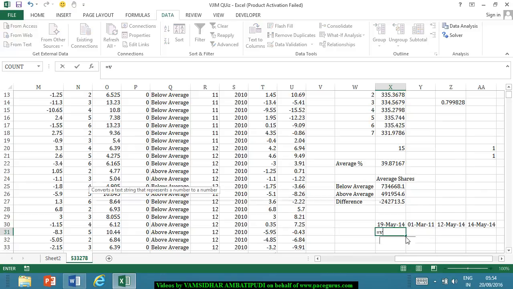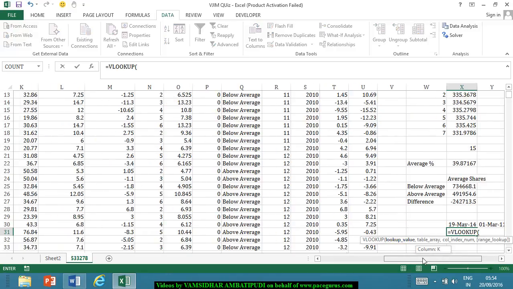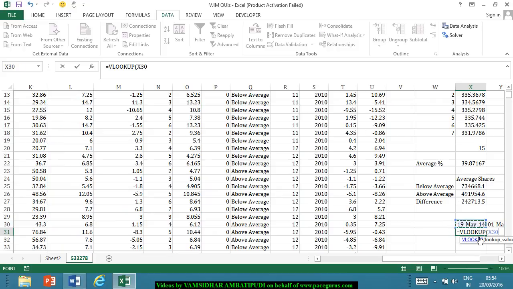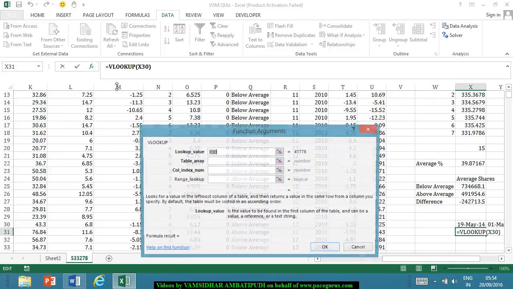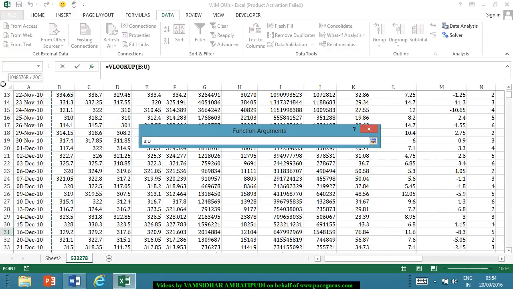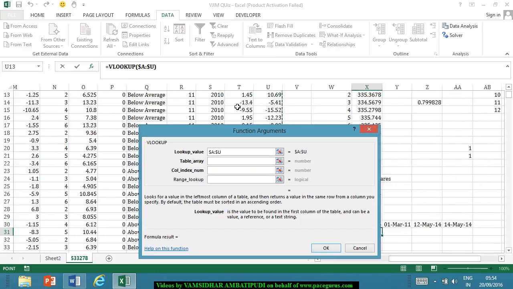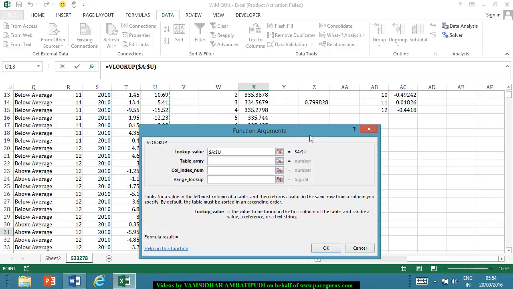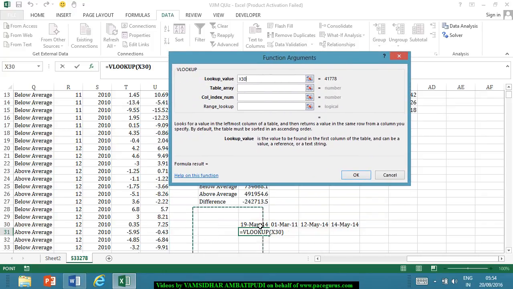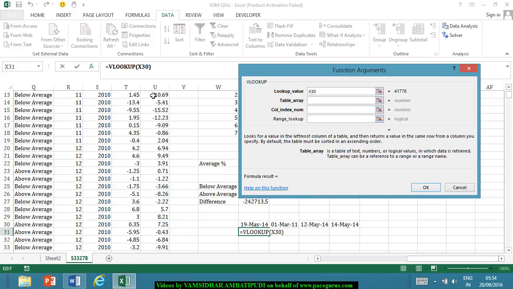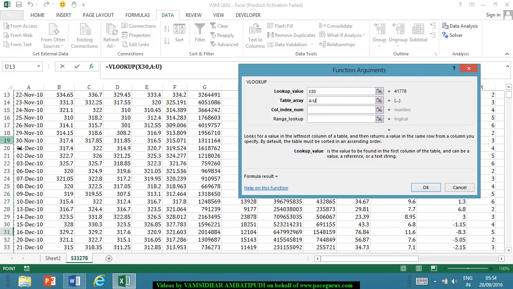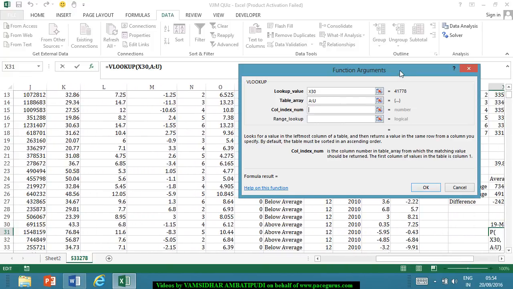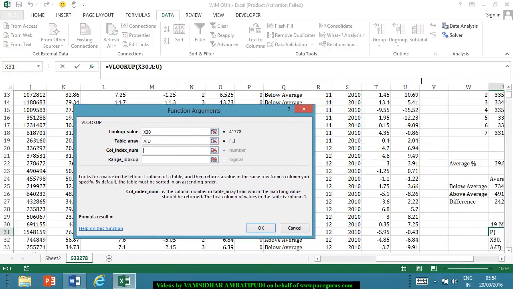So I can do a VLOOKUP for this particular date, and for my table array I'll take this whole thing, but I'll put dollars so that even if I drag it, okay, the lookup value is this one. The table array, I will choose this whole thing. The column index, I need that XYZ column. XYZ column is there in the U column, which is the 21st column, and range lookup is 0.